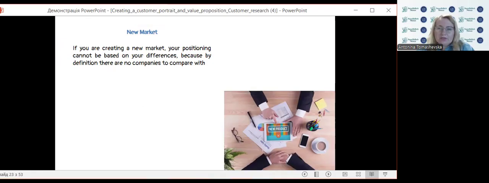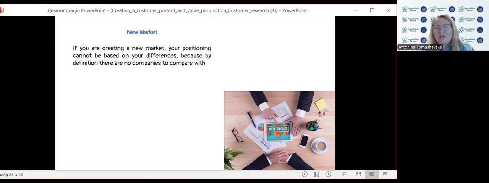New market. Definition: a market that emerges thanks to an innovative product or technology that creates demand where it previously did not exist. Characteristics: demand does not yet exist or is in its infancy. The company acts as an educator, explaining to customers why they need the product. Low competition at the start, but high risk.